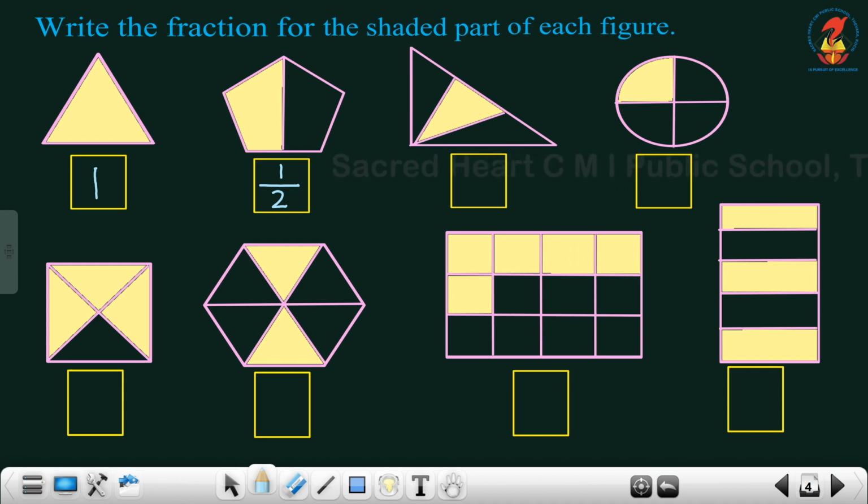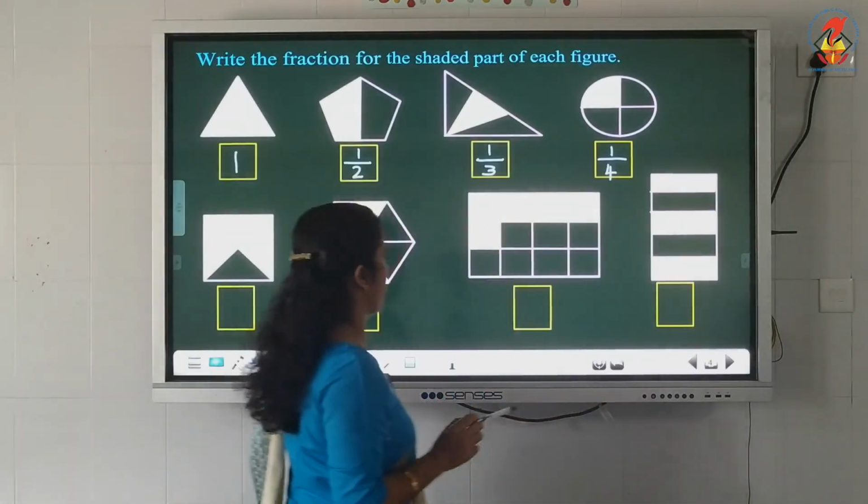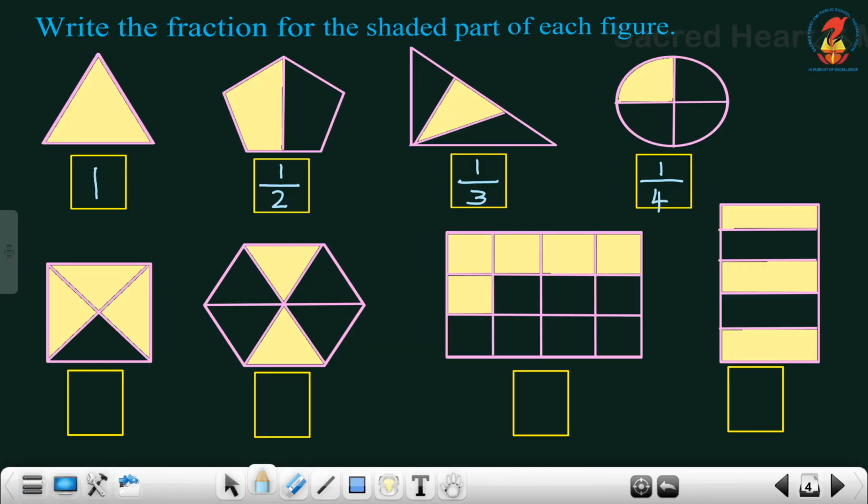Now look here, third question. How many parts are shaded? One part. So we'll write 1 first by how many equal parts? 1, 2, 3. So what is the fraction? 1 by 3. Understand? So next here, how many parts are shaded? One part is shaded. So we'll write 1 by how many equal parts? 1, 2, 3, 4. So what is the fraction? 1 by 4. Understand?